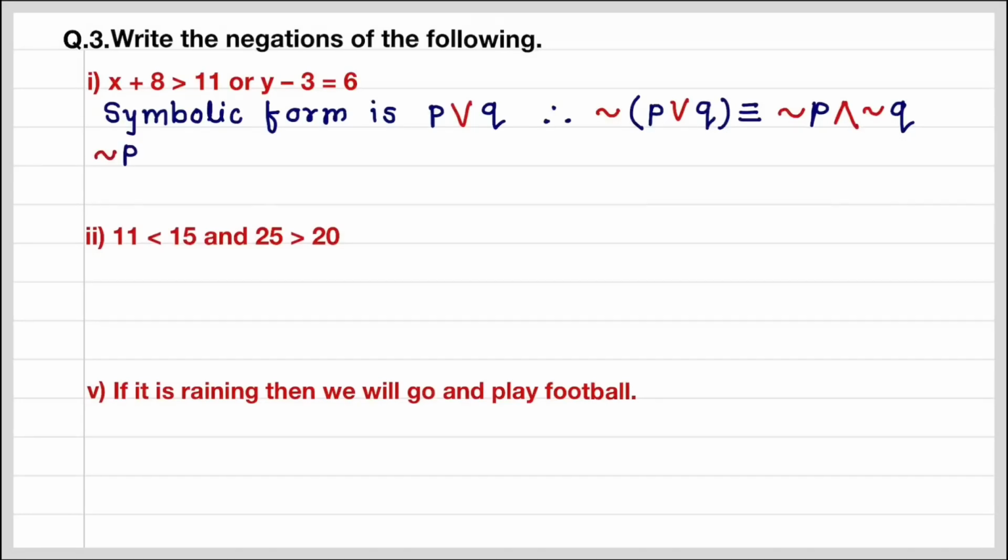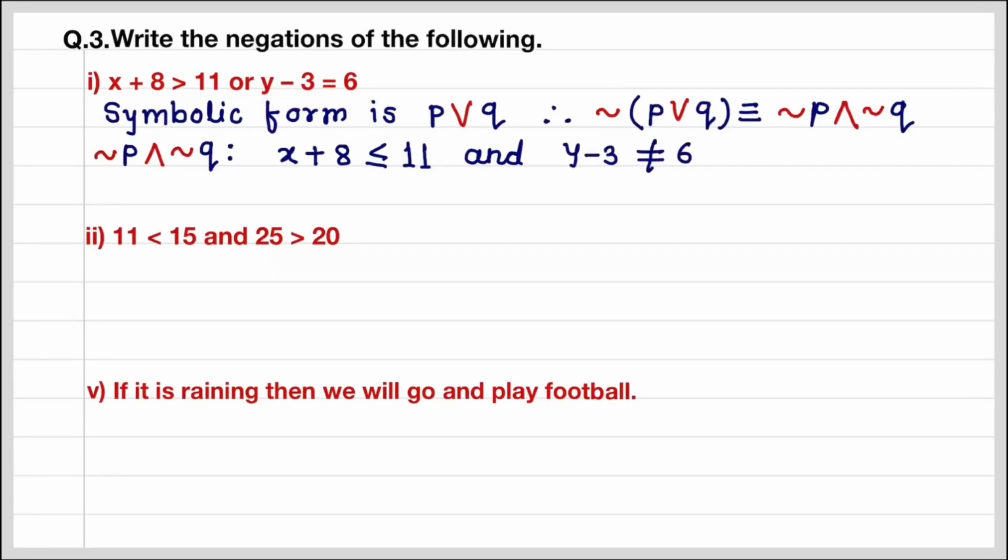Your first statement is x plus 8 is greater than 11. So its negation is x plus 8 is less than or equal to 11. Then we have to write the logical connective and. Now second statement, y minus 3 is equal to 6. Its negation is y minus 3 is not equal to 6.